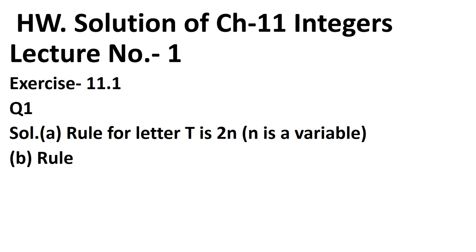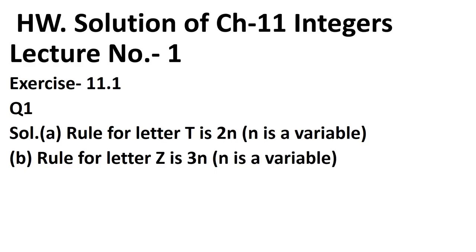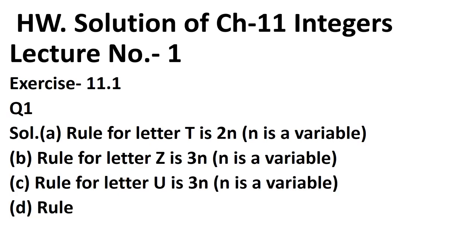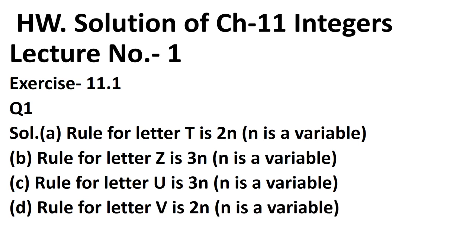Second is rule for letter Z. It is 3n, where n is a variable, because in letter Z we are using 3 matchsticks. Now rule for letter U. In this we are using again 3 matchsticks, so it is 3n. Next, rule for letter V is 2n. Again n is a variable. You can take any variable. I have taken n every time, but you can take any variable.